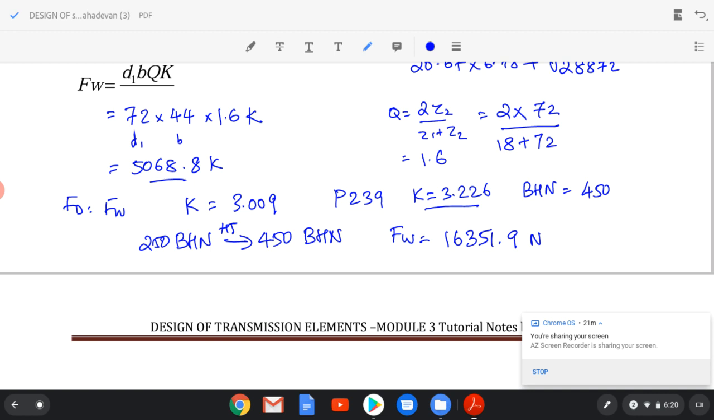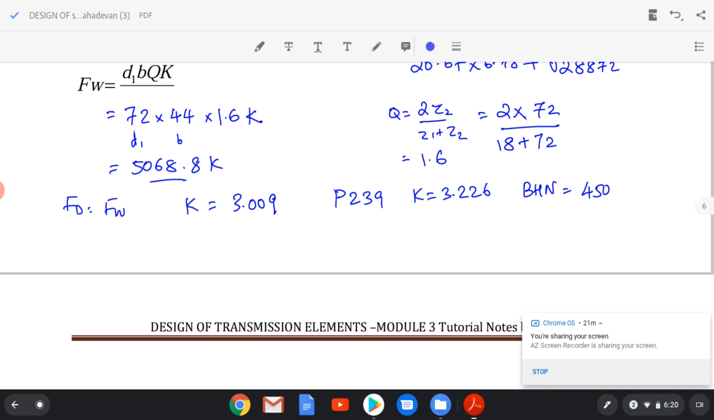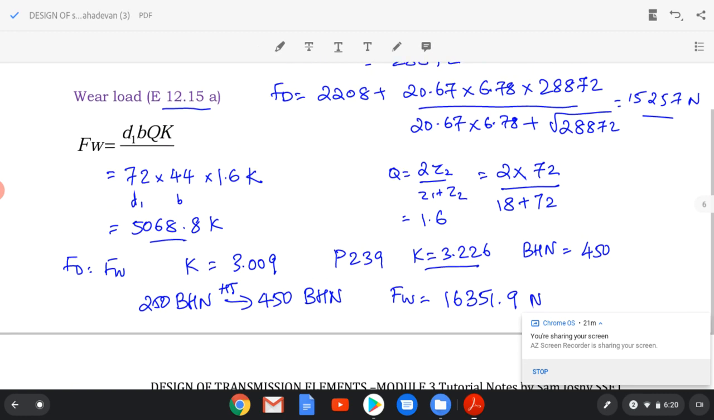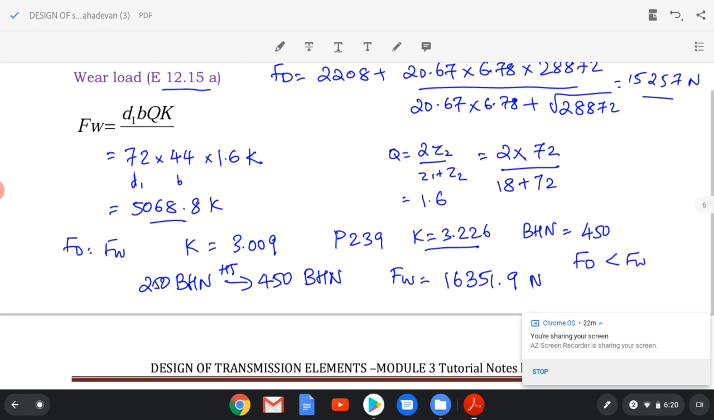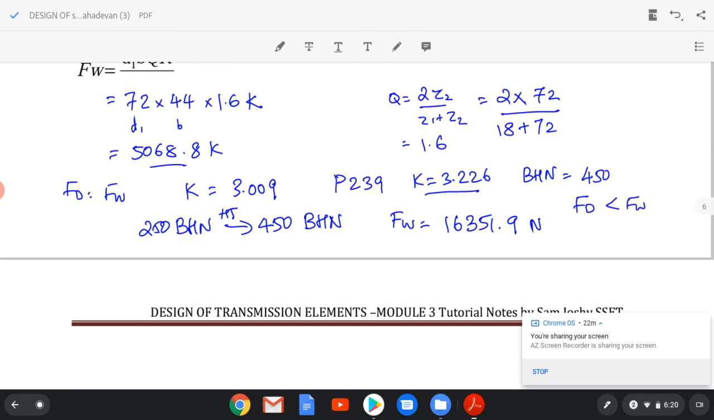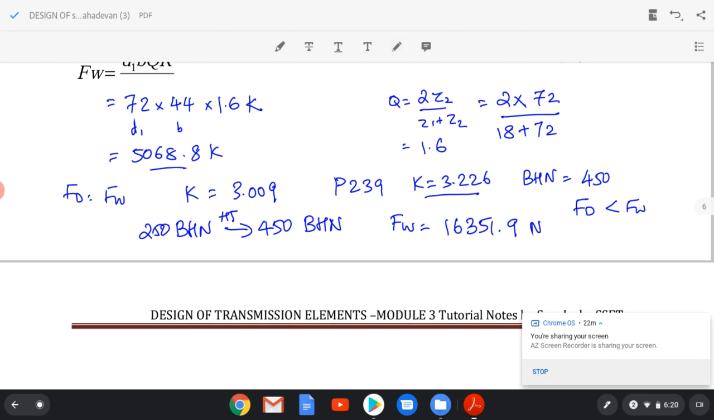Since our applied load is lower than that, because our FD is only 15,257, we can compare FD and FW. This FD is less than FW. Our dynamic load is not sufficient to produce wear, so our design can be safe, provided we heat treat it to 450 BHN. Thus our design becomes safe. Thank you.